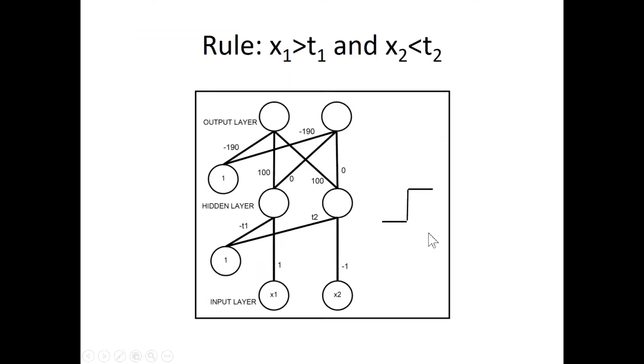Okay, so now let's see a very simple DIMLP neural network here. Here we just have one hidden layer. This is the hidden layer with a step activation function. This small network encodes a propositional rule with two antecedents, x1 greater than t1 and x2 less than or equal to t2.